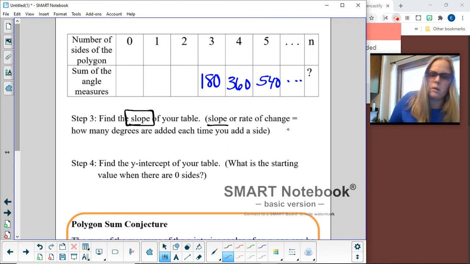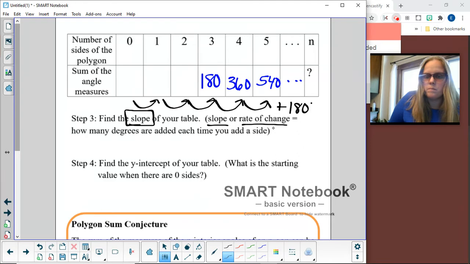Remember, the slope can also be called the rate of change, and it's how many degrees are being added each time we increase the number of sides. So we're trying to figure out how much we are increasing by at each stage. And if I look from the 180 to the 360 to the 540, that's an increase of 180 degrees at each stage. So using this information, we can find the y-intercept.